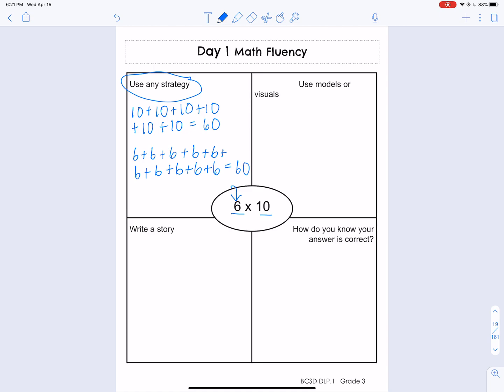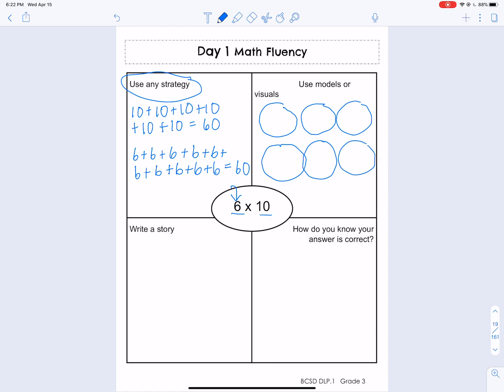Okay, moving on to the section that says use models or visuals. And for this one, I think that it's a really good idea to do equal groups because the equal groups strategy is a really visual multiplication strategy. So what I'm going to do is make 6 plates. Sorry, I should say 6 groups. I usually call this strategy cookies and plates in my classroom when I teach it to my students.